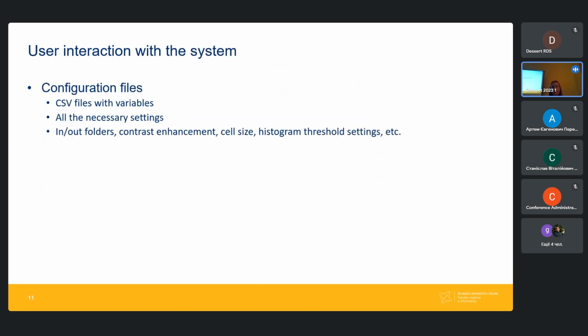To make the user interaction easy, I decided to use a configuration file. This file is actually just a simple CSV file, and basically it includes all the necessary settings. So the user just interacts with one file, and it's quite simple, I would say. It includes all the parametrical values for measurements and everything that the user can change in the system.